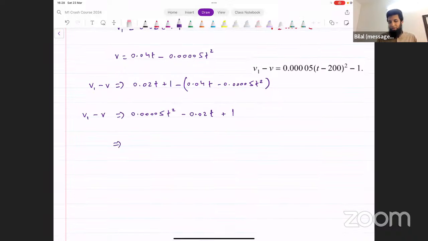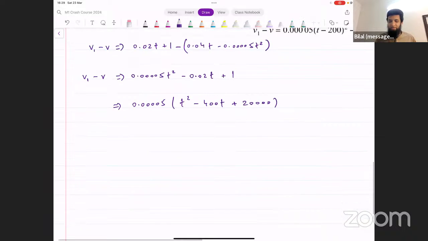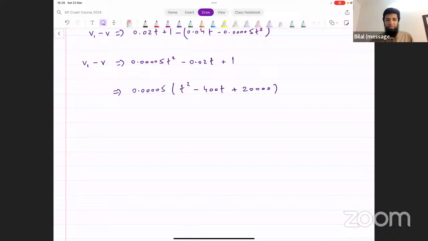You would first take 0.00005 common outside. That leaves you with t squared minus 0.02 divided by 0.00005, that's 400, so t squared minus 400t, plus 1 over 0.00005, that's 20,000. That's what we get when we take this common. Now we have to complete the square for the part that's inside. We can have the constant on the side here. Add 200 squared and subtract 200 squared.